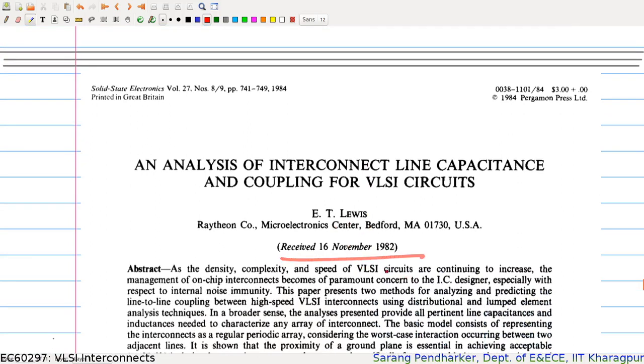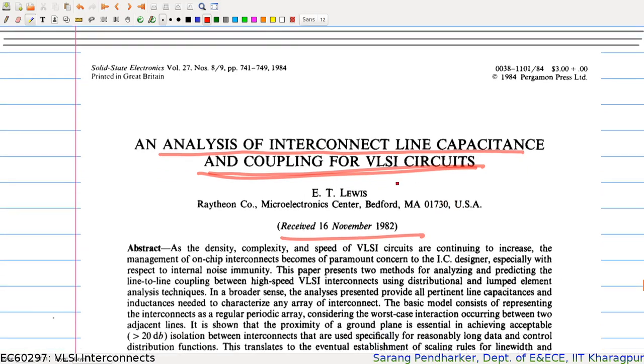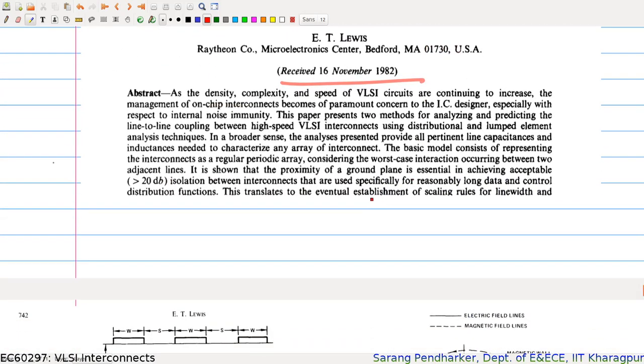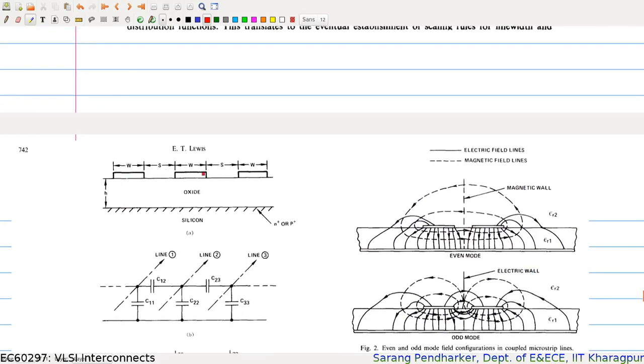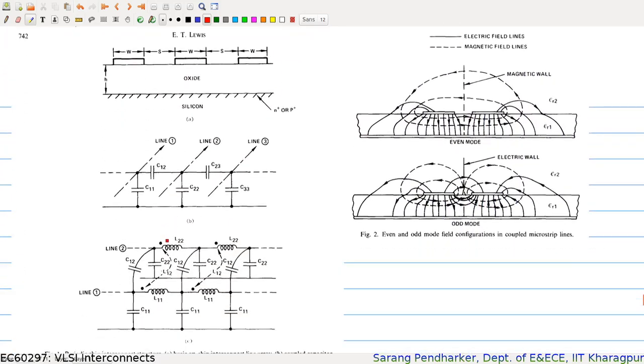That is from 1982. But you can see the title, an analysis of interconnect line capacitance and coupling for VLSI circuits. So way back in 1982, people had started exploring the effects of coupling in VLSI circuits. So in this paper you can see some schematics also. There is this oxide, and then there are these interconnects.